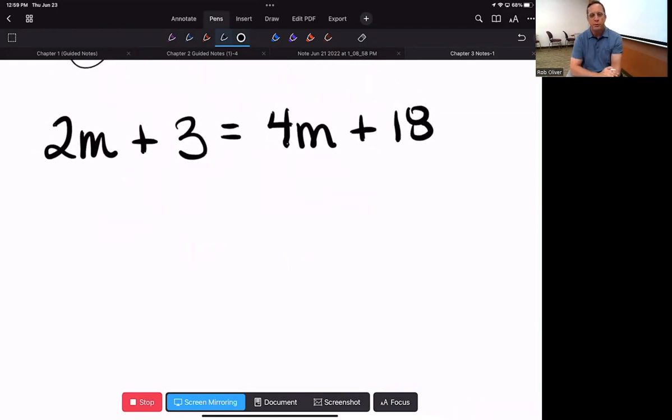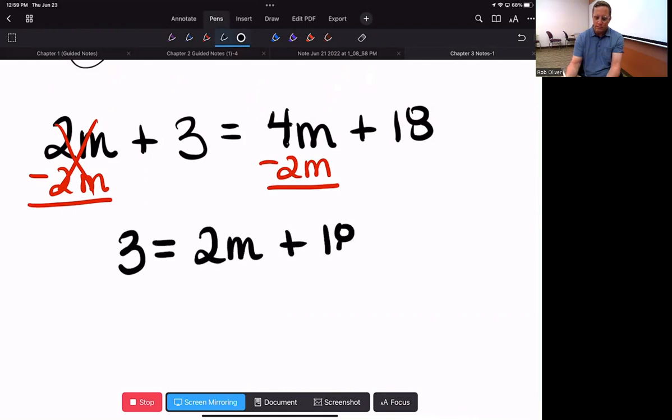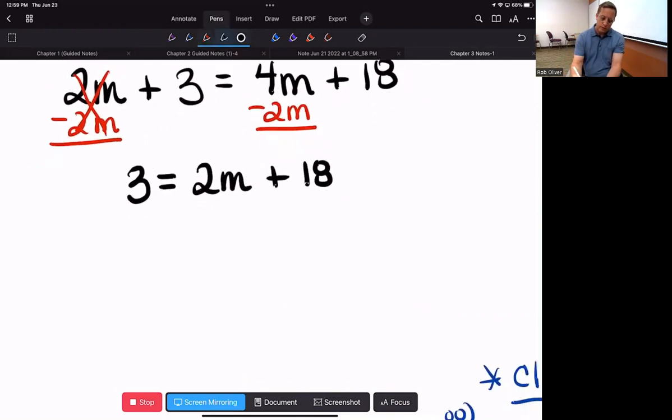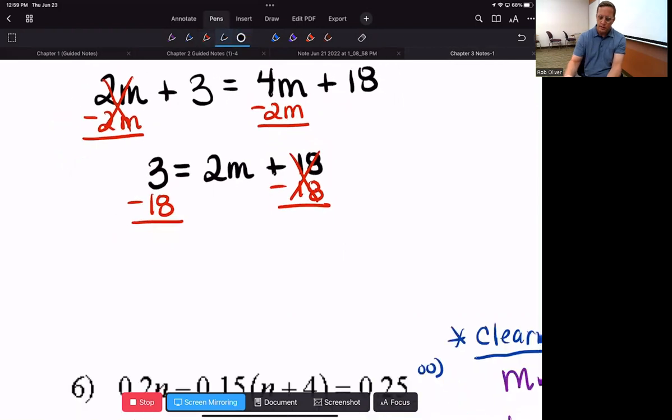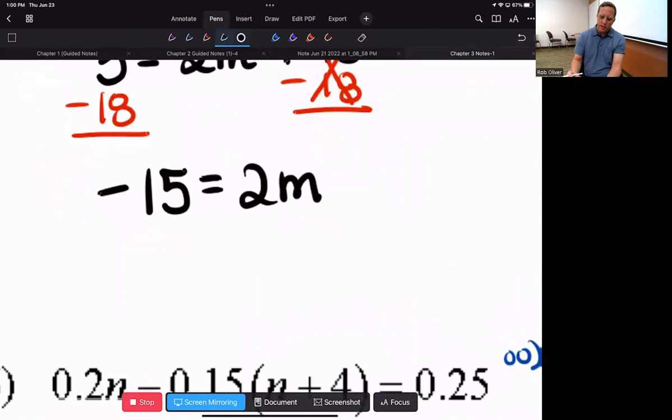So now let's do inverse operations. I'm going to do it this way. I'm going to take away 2m from both sides. These cancel each other out, and rewrite the equation. So you've got 3 equals 2m plus 18. So let's go ahead and subtract 18 on both sides. And 3 minus 18 is negative 15 equals 2m. Negative 15 equals 2m, and divide by 2.